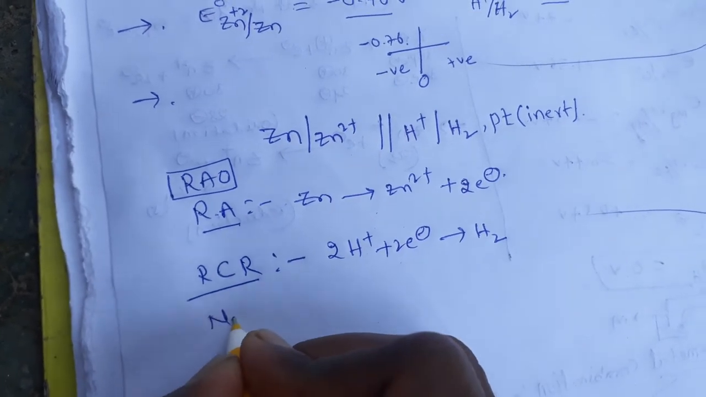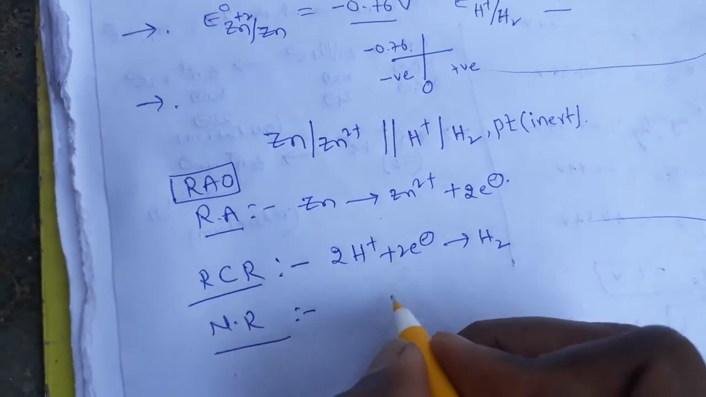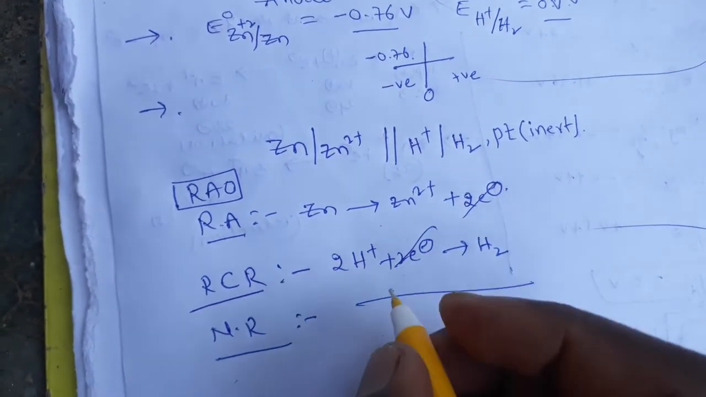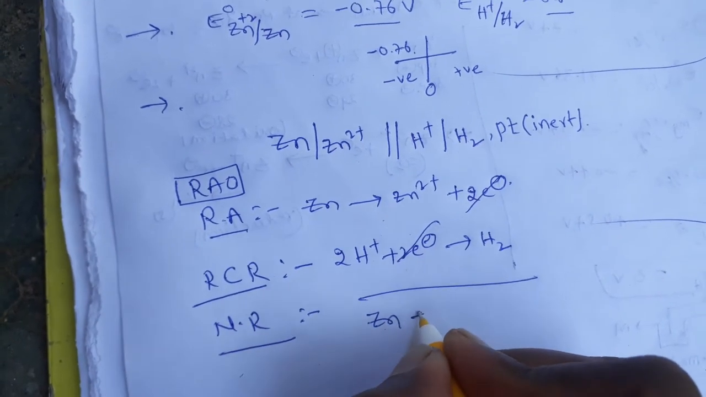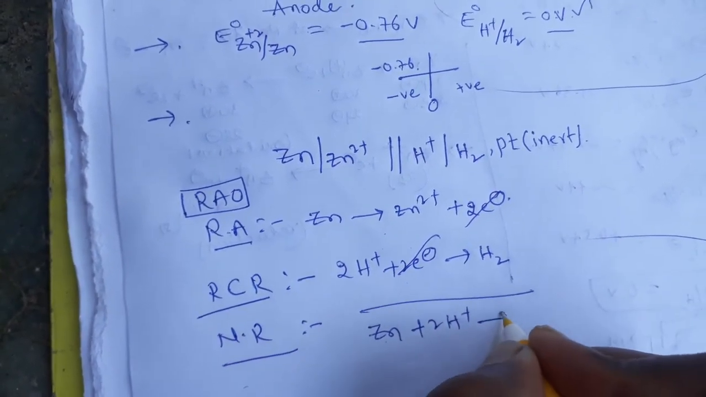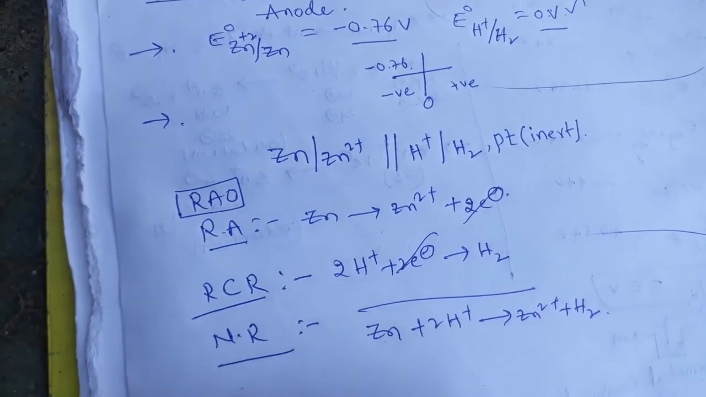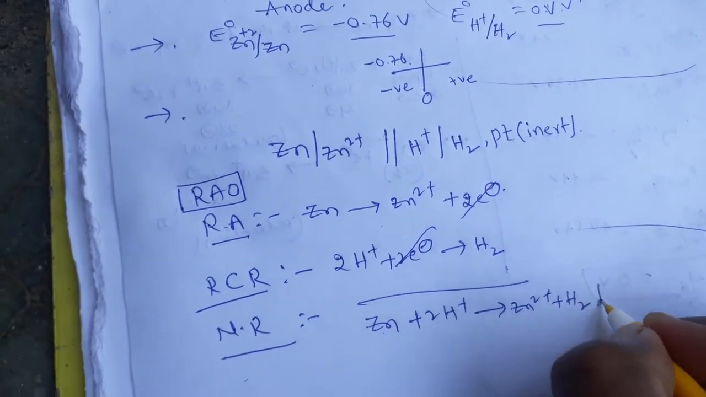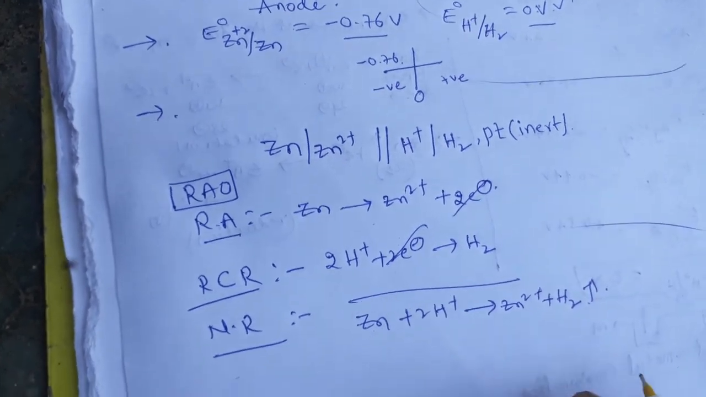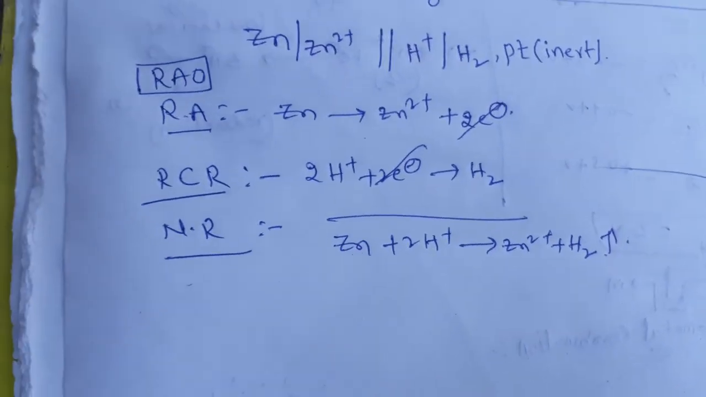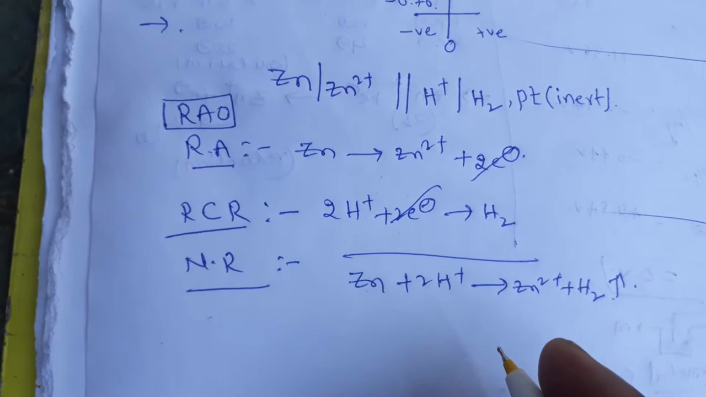So the net reaction will be, the 2 electrons get cancelled. So obviously zinc plus 2H+ goes to zinc 2+ plus hydrogen gas, which is evolved at the cathode. Hydrogen gas is evolved at the cathode. The electrode present at the cathode is the platinum electrode.